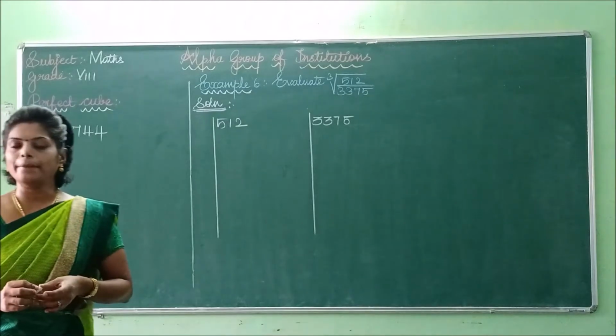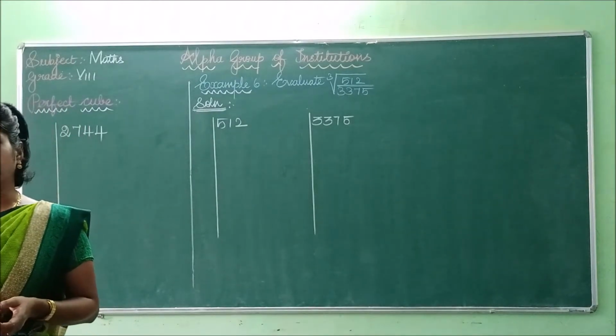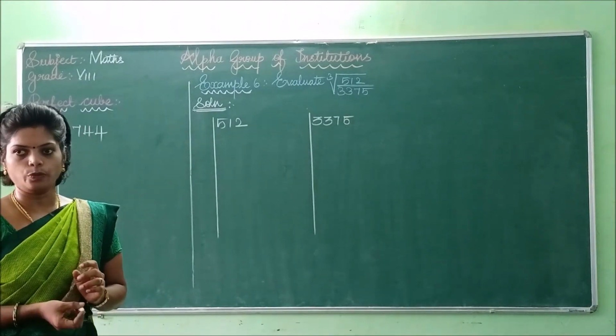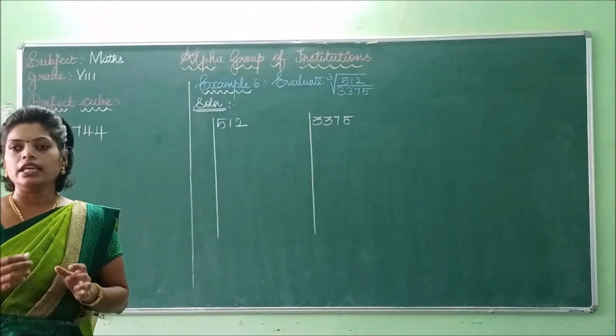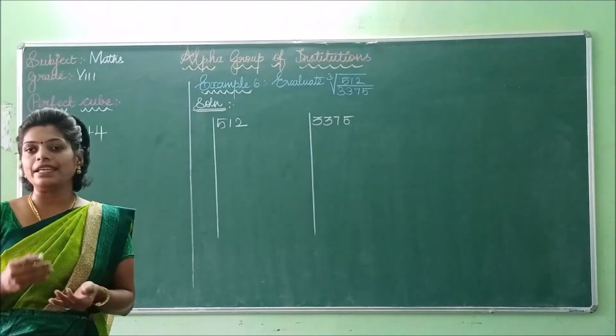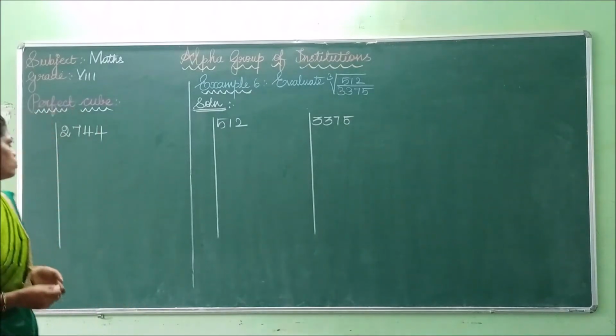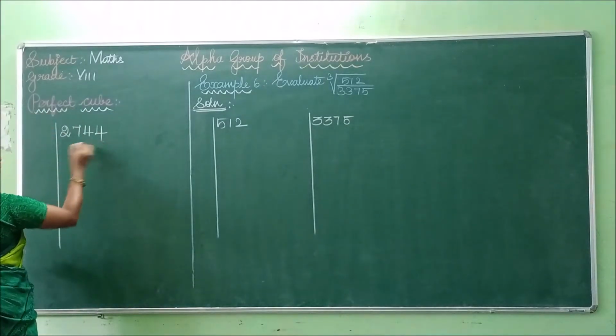Our next topic is perfect cube. A number is a perfect cube if, assuming the prime factorization of the number, each prime factor appears thrice. So listen, and check the number.